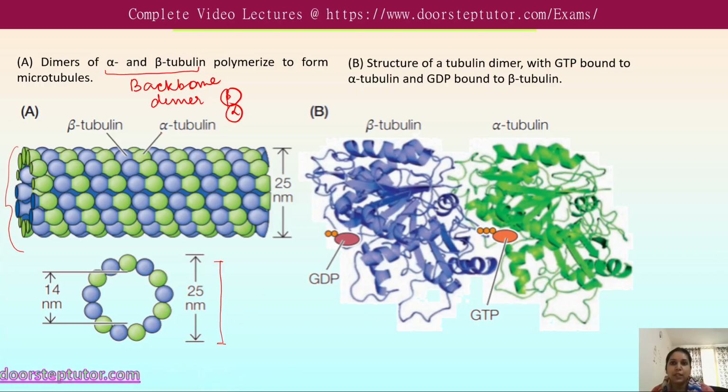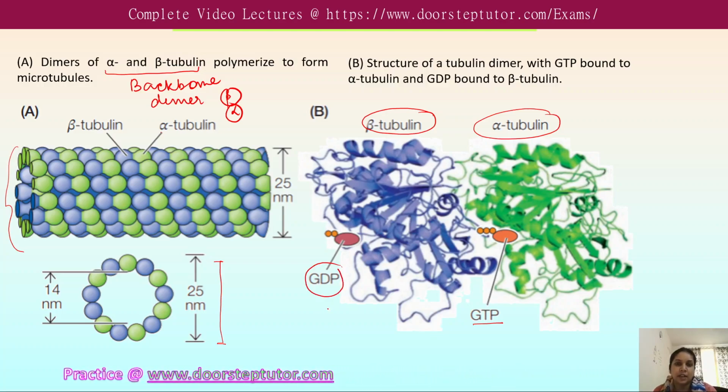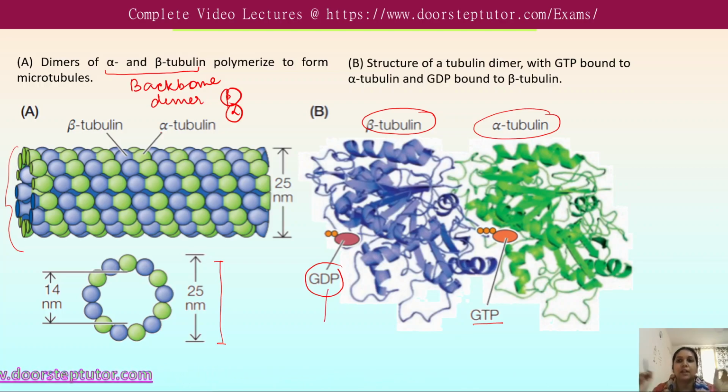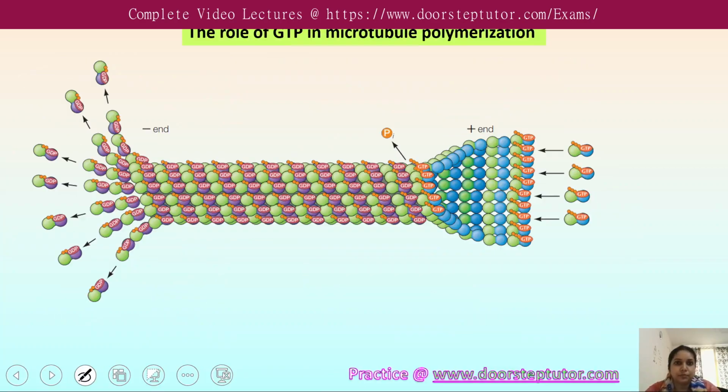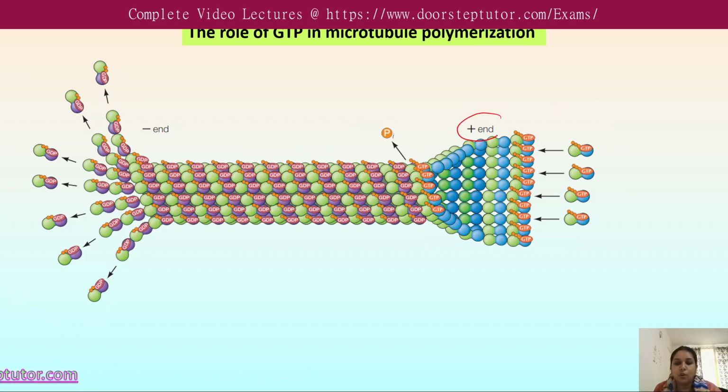In the three-dimensional structure, we can see that both the tubulins are attached with GTP. But the beta tubulin, which is attached to the GTP, is prone to hydrolysis as soon as it is attached to the microtubule. So that is why it is attached to the GTP molecule. Now, GTP plays a very important role in microtubule polymerization, and the addition of the microtubule dimers is basically from the positive end, and the dissociation is mainly from the negative end.